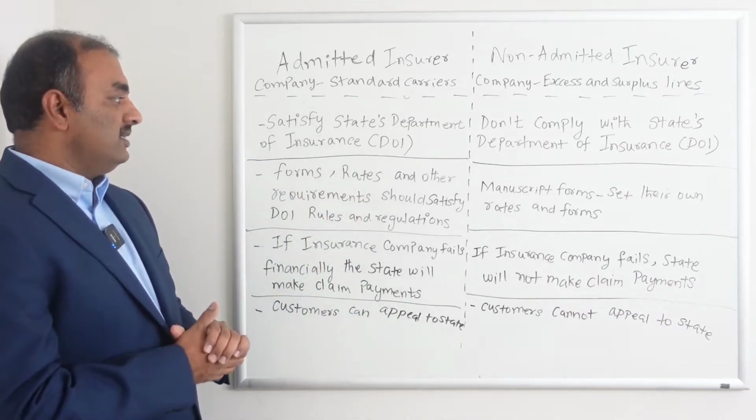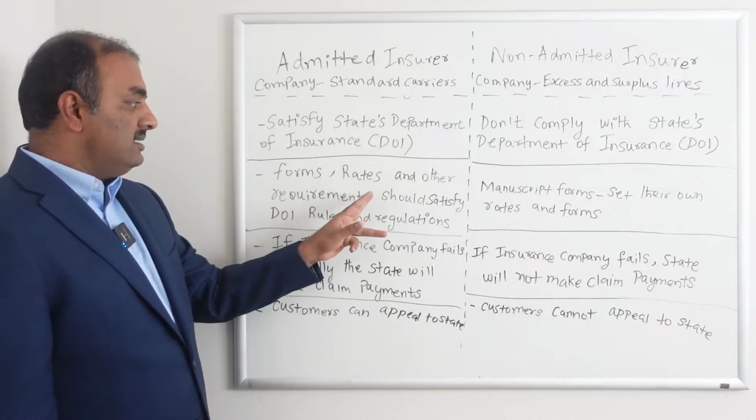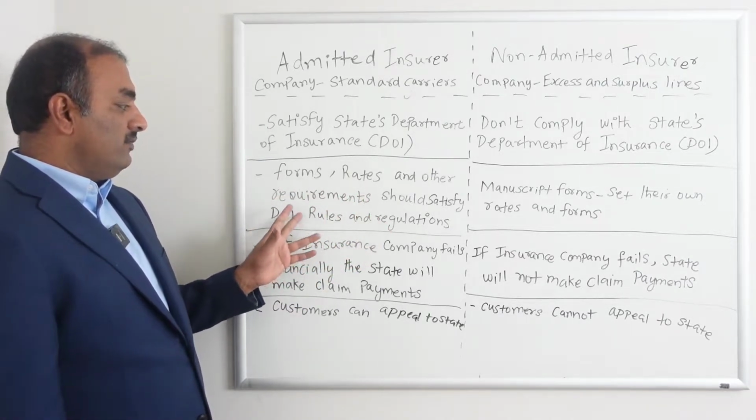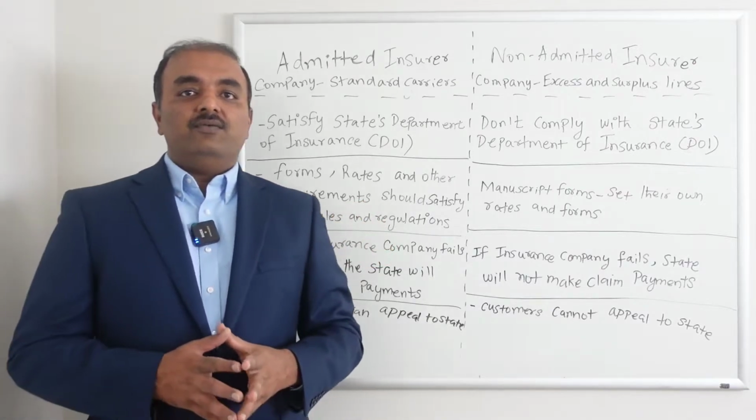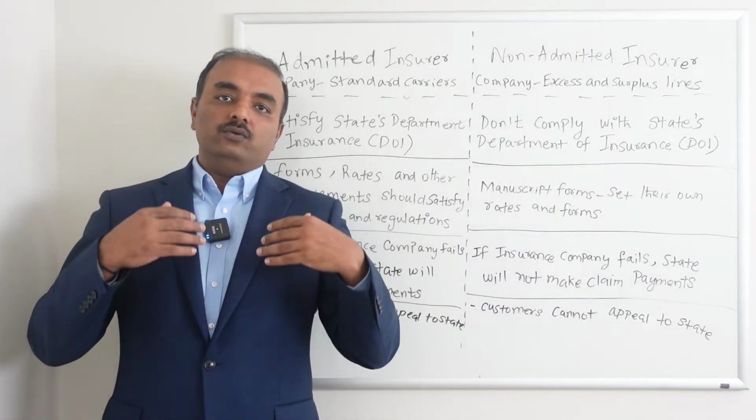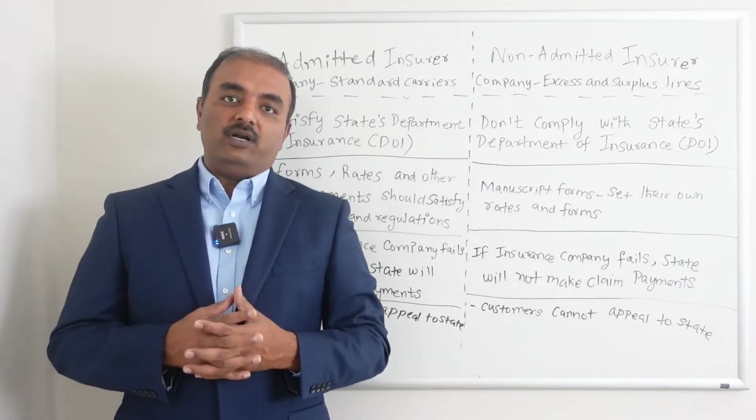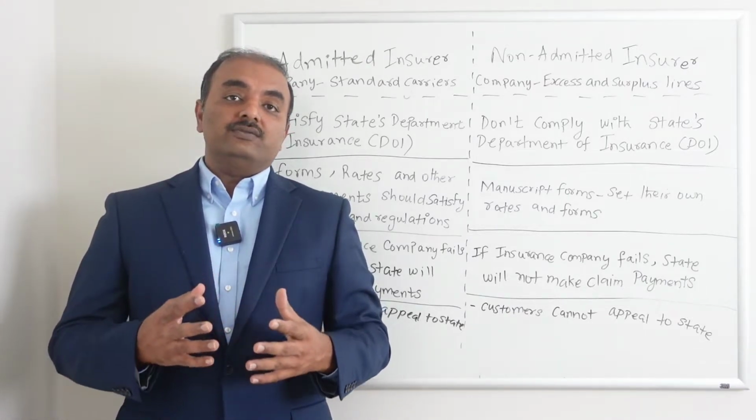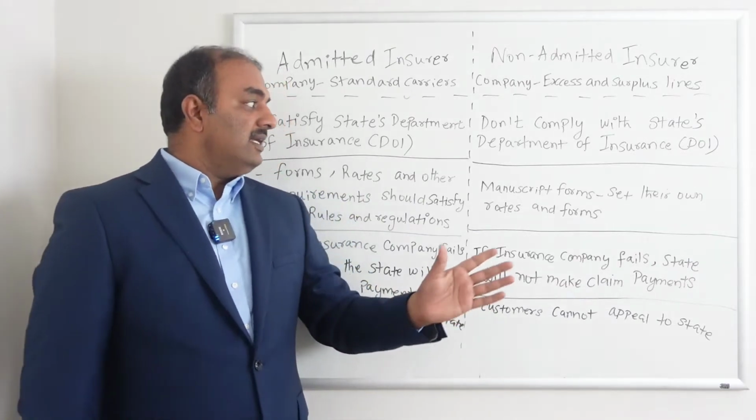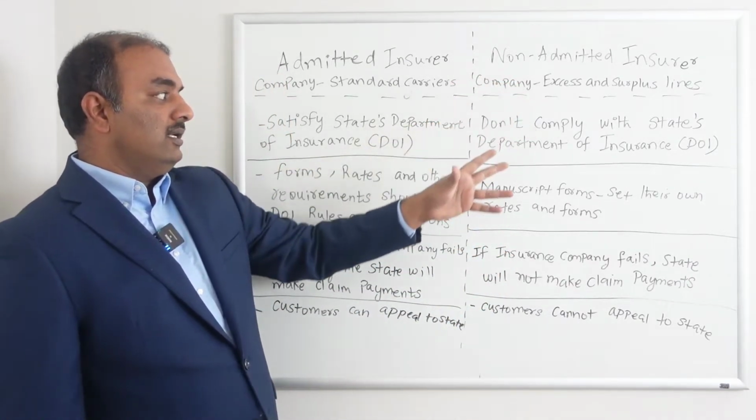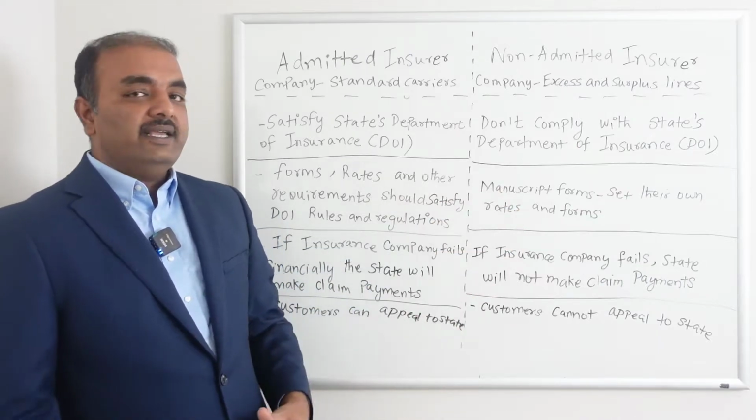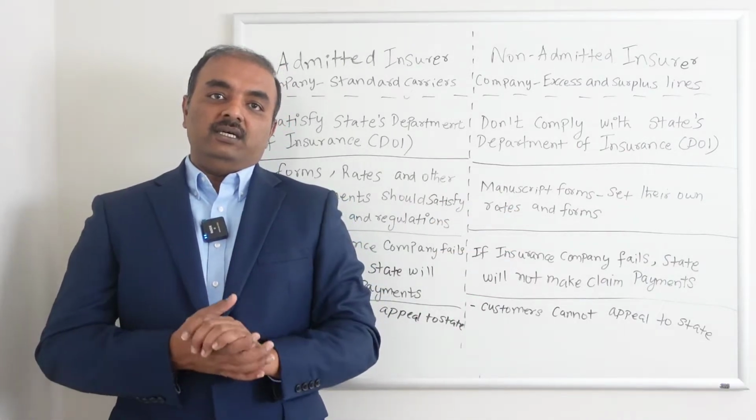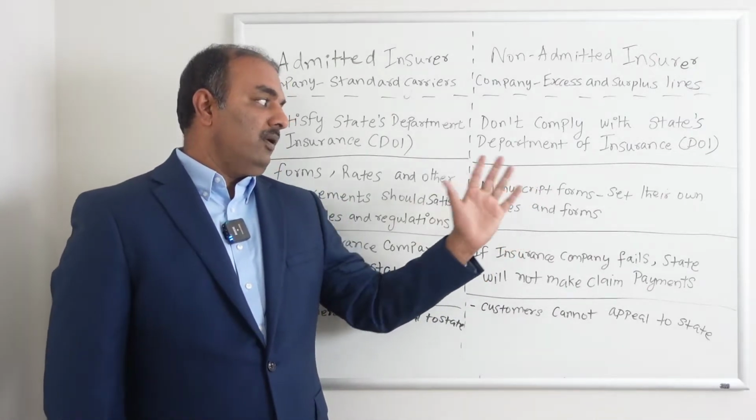Now the second difference is that any forms, rates or any specific requirement should always satisfy the Department of Insurance rules and regulations. Every form that you are going to have as part of your insurance policy, be it coverages or exclusions, you need to file with the Department of Insurance. Whereas non-admitted insurers are more of manuscript, which means they can create their own forms and come up with their own definitions. So that is what we call manuscript forms.